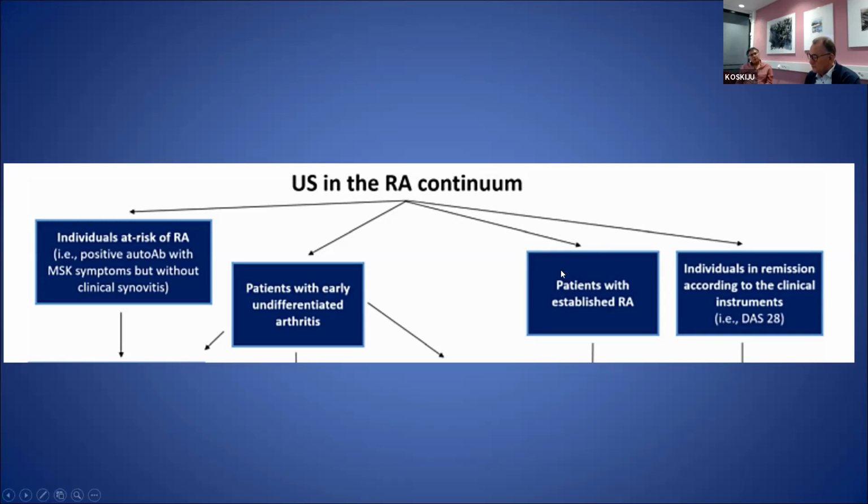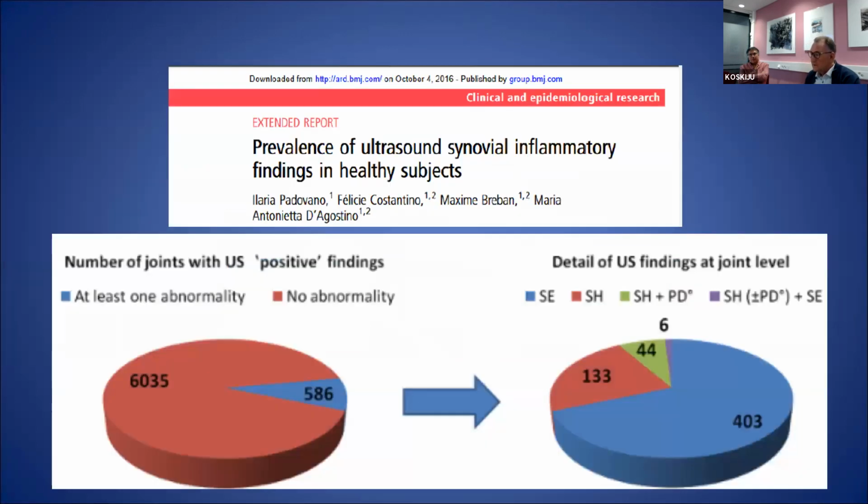And of course, we use ultrasound in established disease, not only for diagnosing, but also to follow up the treatment results. As I will show you, we can use ultrasound for prognostic things and so on. And finally, we can use ultrasound in remission. So it's a very wide use of ultrasound in rheumatology and especially in rheumatoid arthritis.